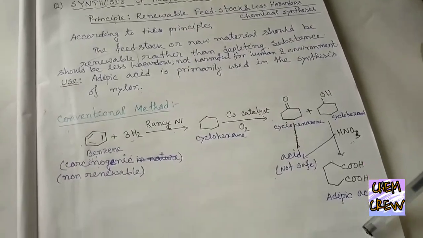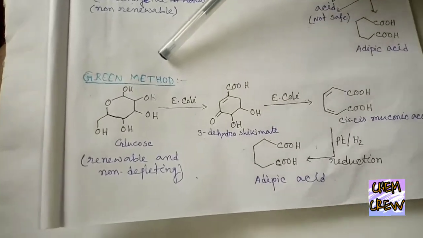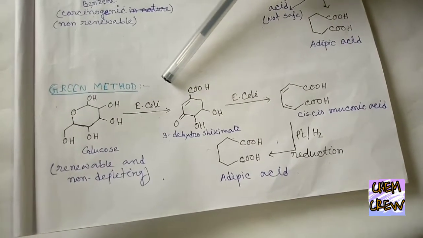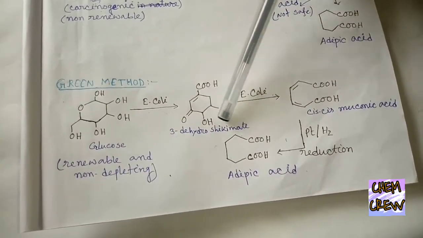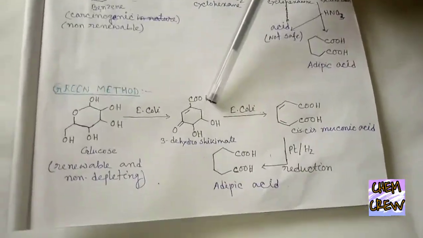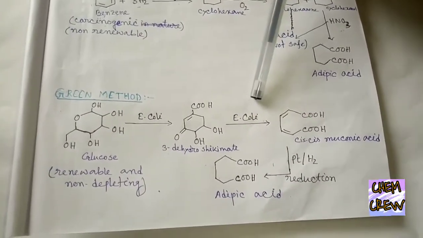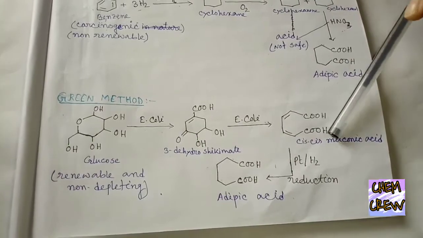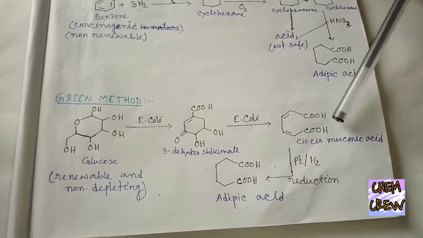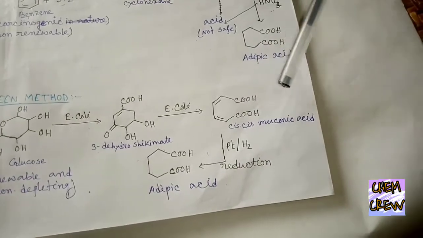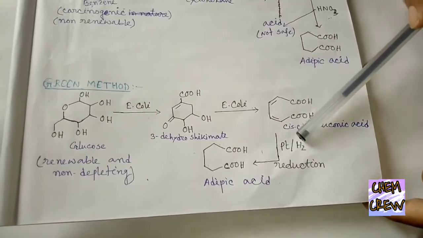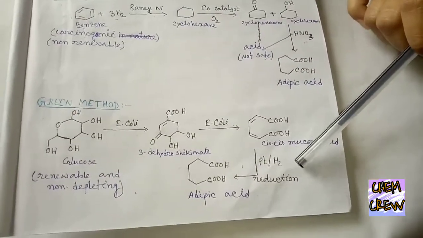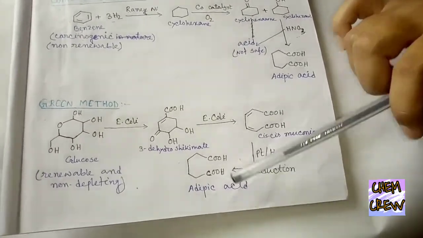In the green method, we take glucose as starting material. Then this glucose is treated with E. coli bacteria, and 3-dehydroshikimate is formed. Then this product is treated with E. coli bacteria and forms cis-muconic acid. As these two priority groups are on the same side, it is called cis-muconic acid. Then this acid is treated with platinum and hydrogen. A reduction reaction happens, and adipic acid is formed.